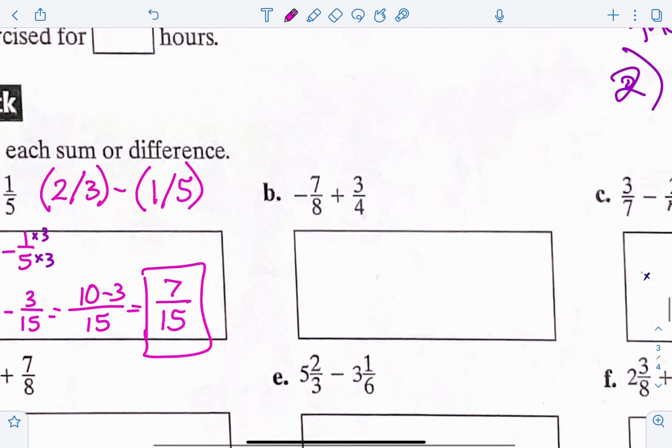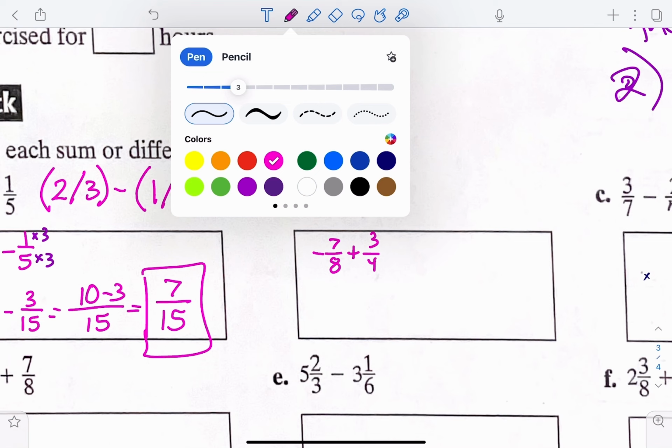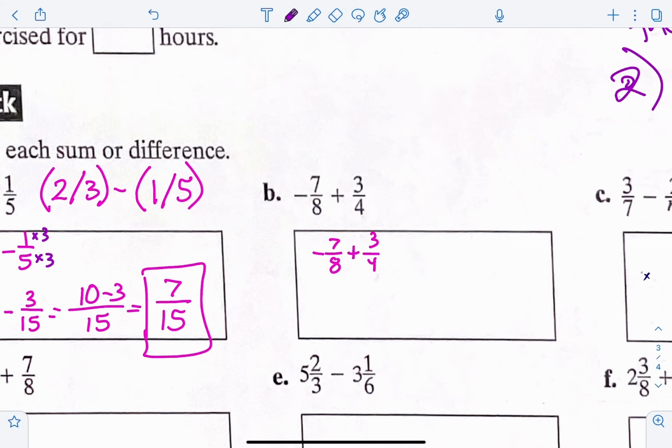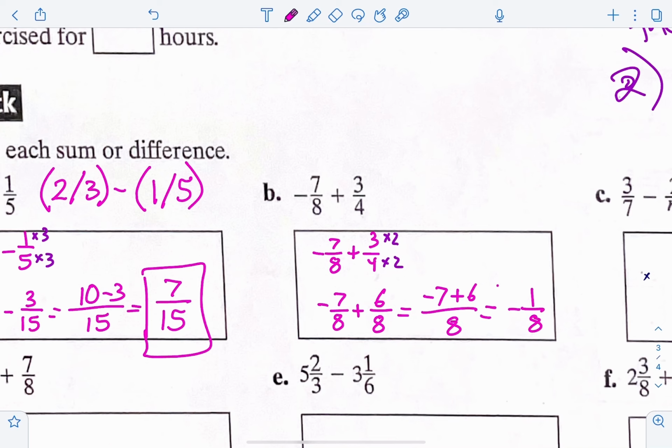All right, so for B, first step was rewrite negative 7 over 8 plus 3 over 4. Let's just make them both be over 8 this time, so we're going to say times 2 times 2, and we're going to leave the other one alone, so we have negative 7 over 8 plus 6 over 8, which is really negative 7 plus 6 over 8, which is really just negative 1 over 8.